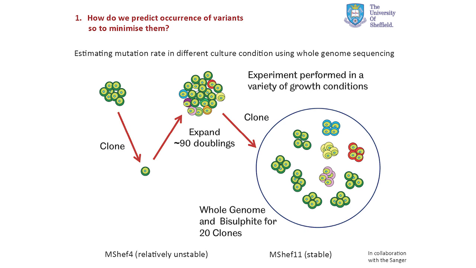And we are doing this in collaboration with the Stem Cell Center in Sheffield and the Sanger, by looking at whole genome sequencing and bisulfite sequencing for 20 clones that come from a population of stem cells. They are expanded over about 90 doublings, and cloned and sequenced.